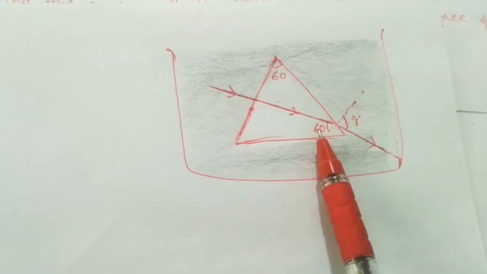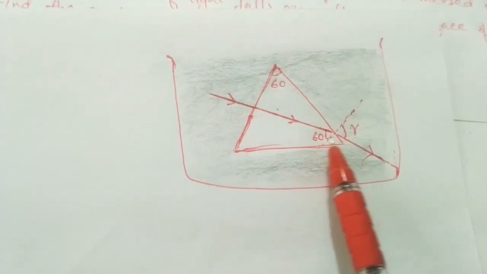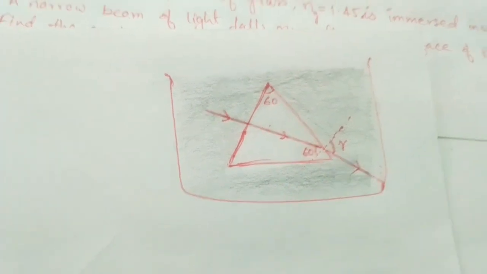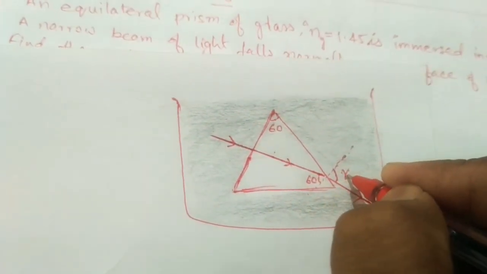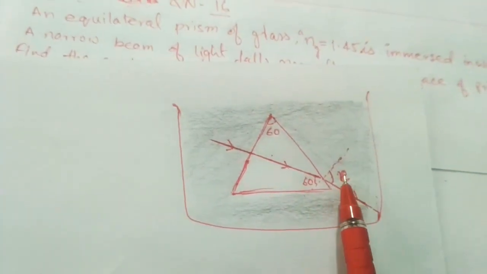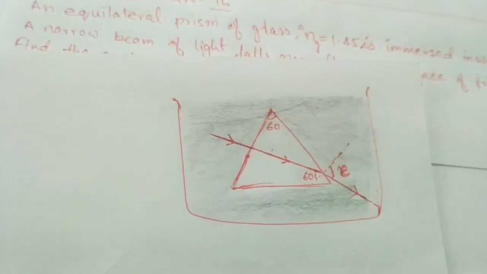So we found that the angle of incidence is 60, and the angle of emergence we have to find. I'm just naming it R. Let's change it: in the question it is emergence, so I'm making the symbol the same. I'm naming this angle E, meaning emergence. Let's first write Snell's law.